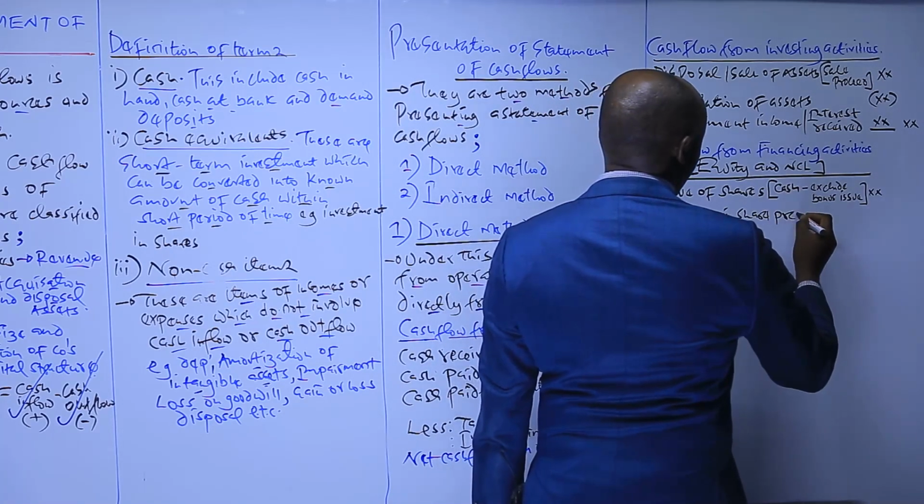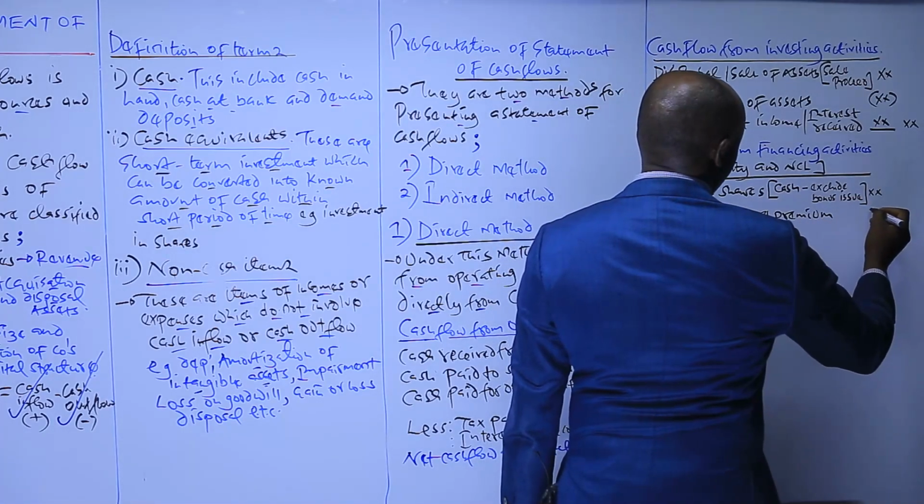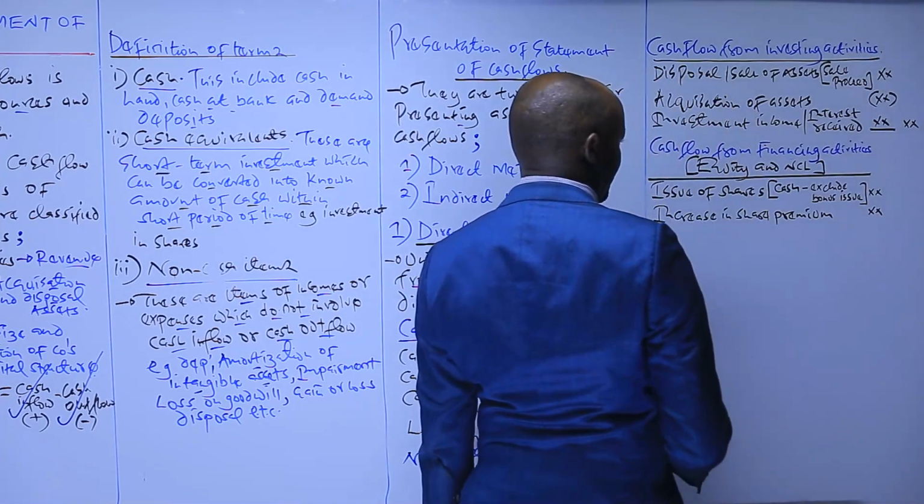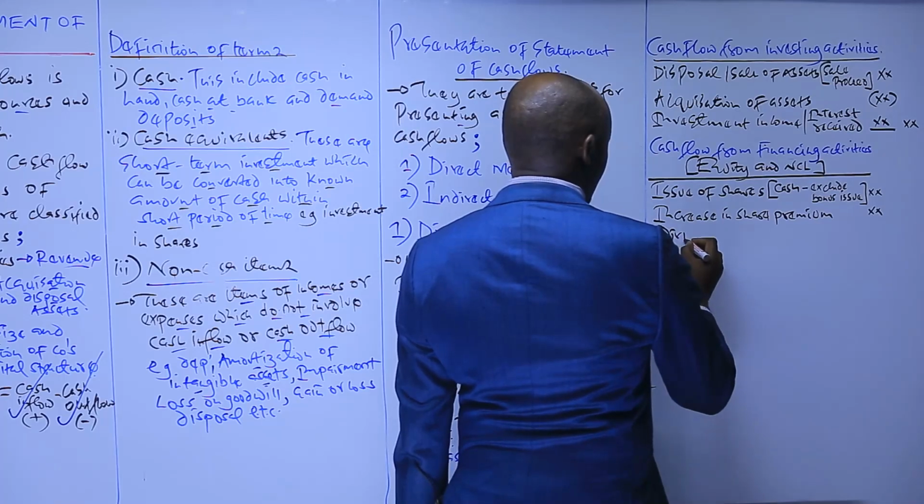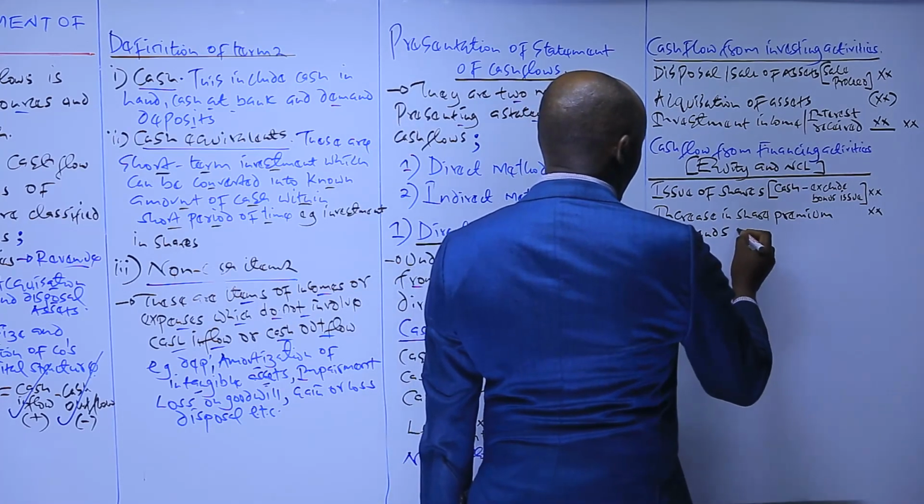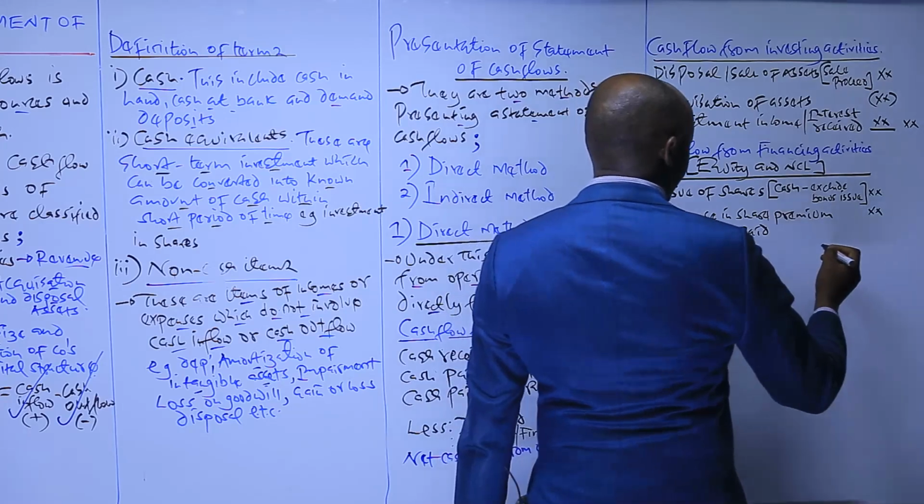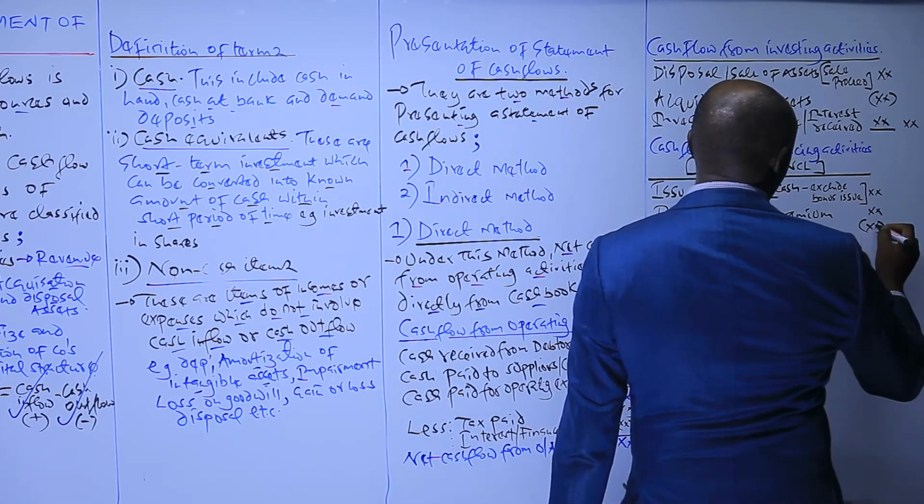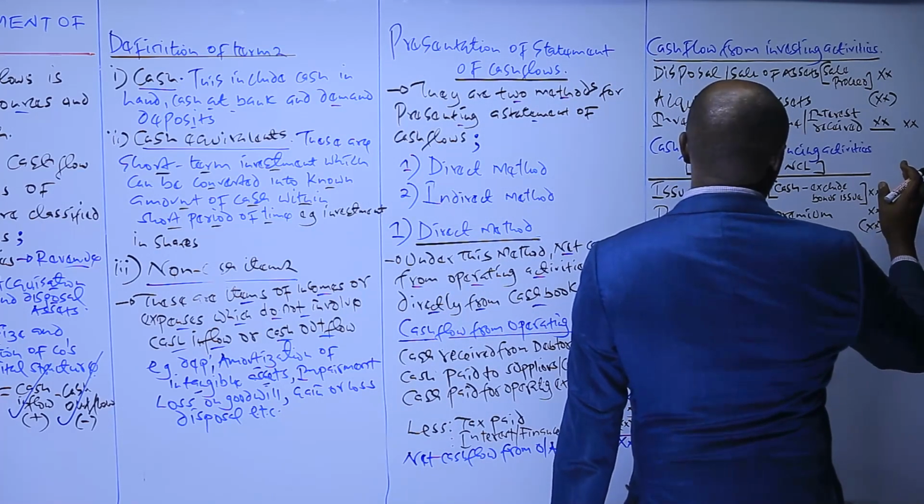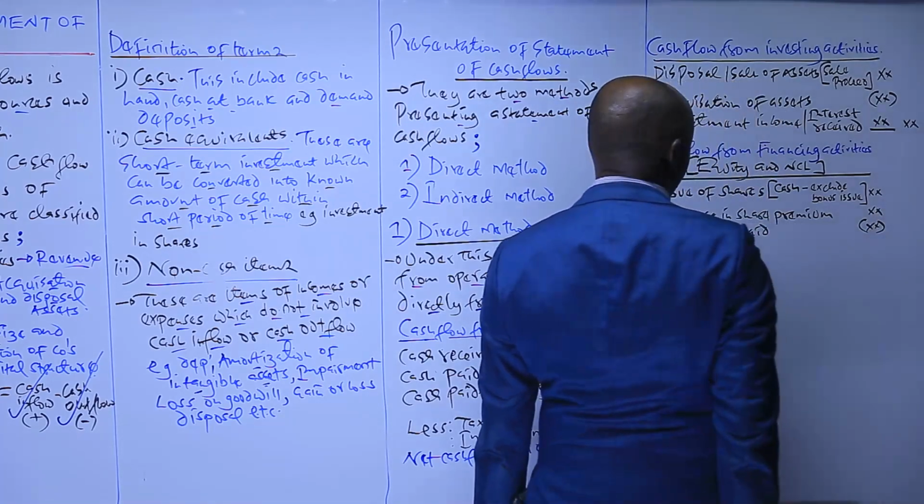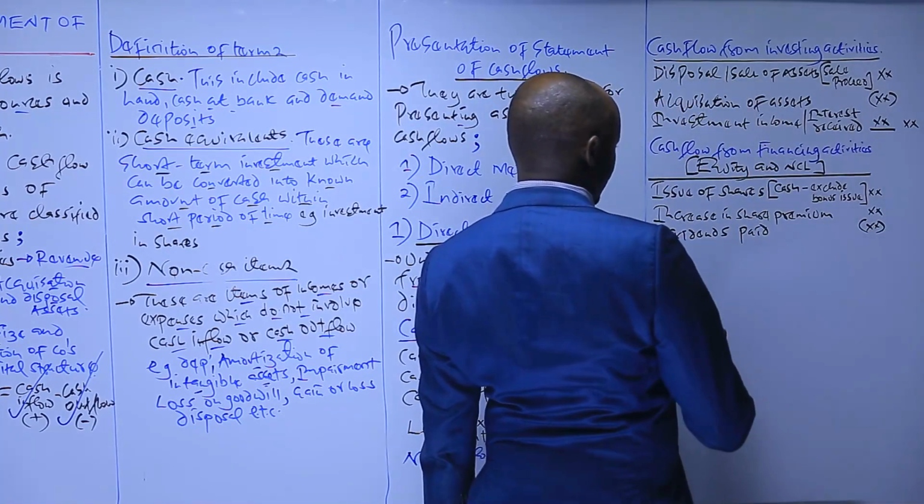The reason why share premium increases is because the shares were issued at a premium. We also take into account here the dividends paid. Dividends paid is a cash outflow. Remember, money received from issue of shares and money received in the form of premium are all cash inflows.